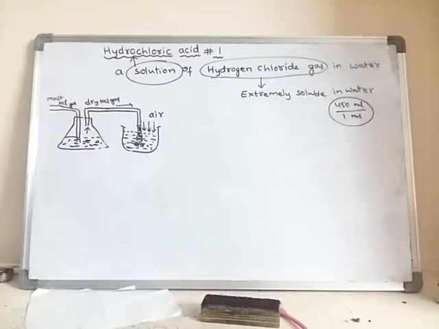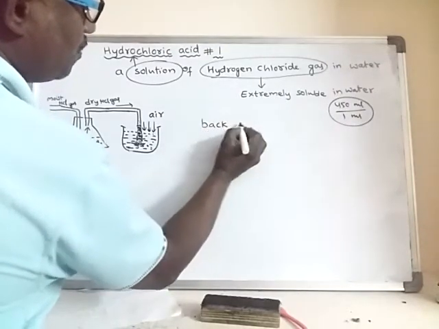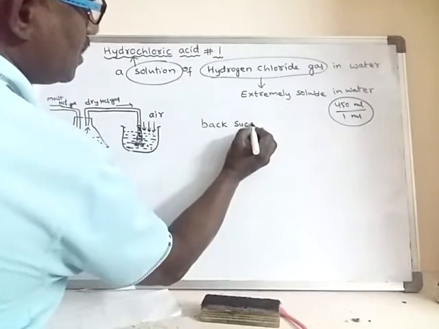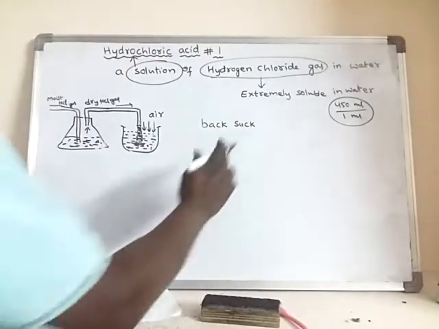This reverse rise in the level of water in the delivery tube is called back suction.